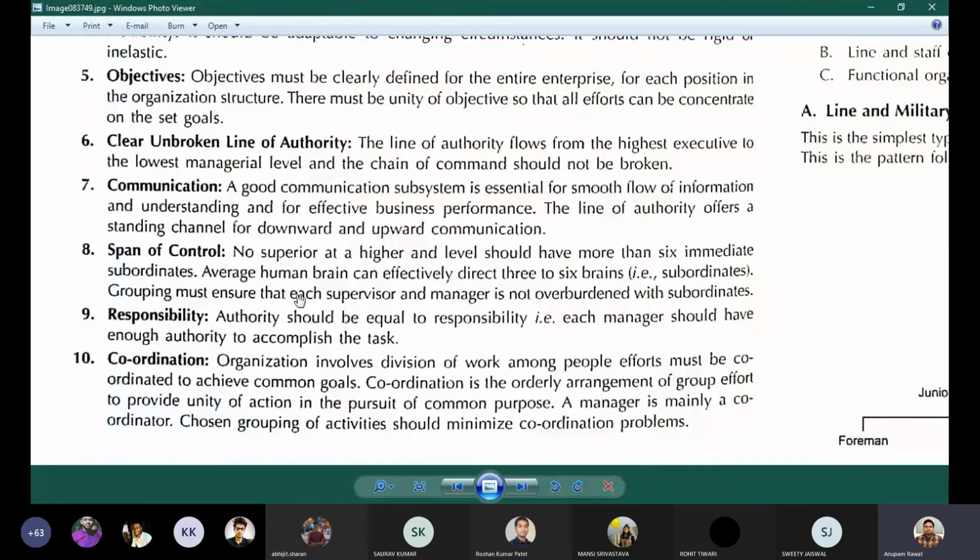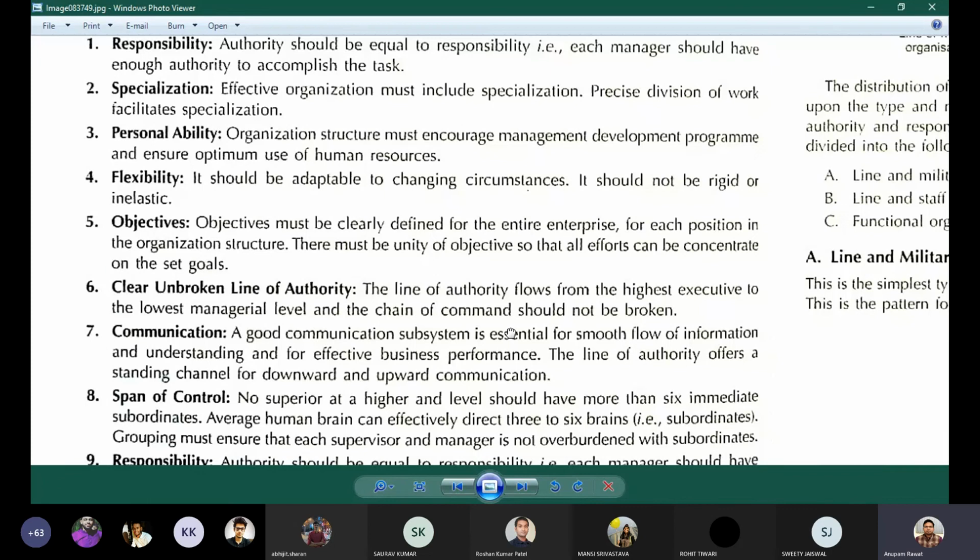Responsibility: authority should be equal to responsibility. Each manager should have enough authority to accomplish the task. And coordination. Organization involves the division of work among the people. Effort must be coordinated to achieve common goals. Coordination is the orderly arrangement of group effort to provide unity of action in pursuit of a common purpose. So these are the principles of the organization that you must know.